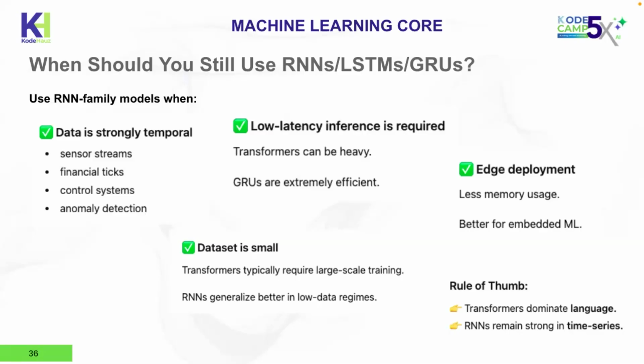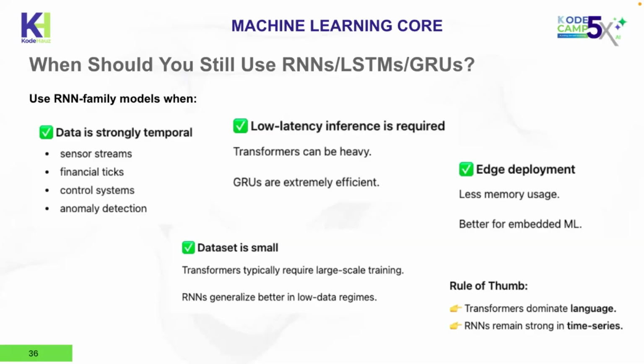If the data set is very small, you don't really need a transformer, because a transformer requires large-scale training, because of the size and complexity of the attention in a transformer. So if you have a small data set, a transformer is likely going to just overfit on it. So it's better to use standard sequence models. The RNNs generalize better in low data regimes, again because transformers will tend to overfit.